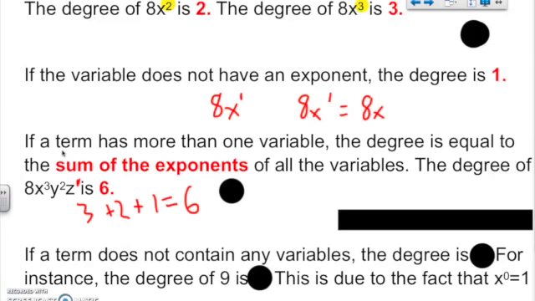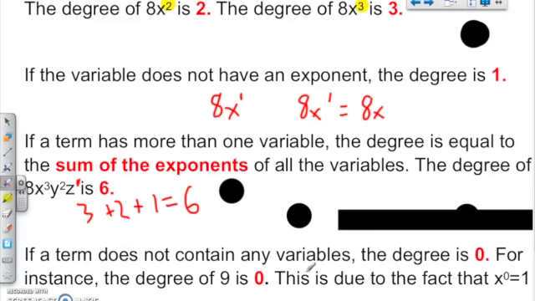Imagine that. Alright, so if a term does not contain any variables at all, so if it's just a number like 3 or 7 or pi, we're going to say that the degree is 0. Now we can drag that up and show that the answer is indeed 0. For instance, if we have the term 9, our degree would be 0. And the reason this is the case is that x to the 0 power equals 1. So really we could write that as 9x to the 0.